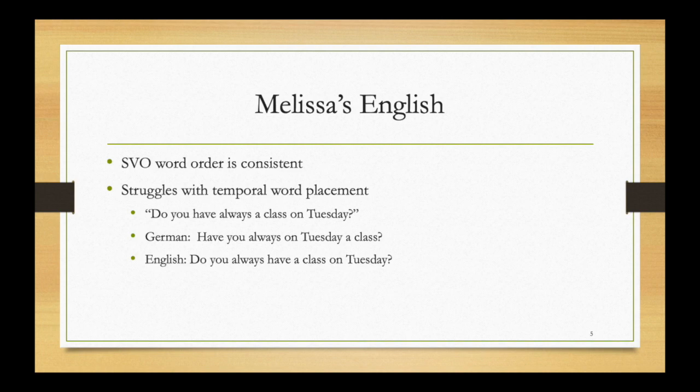For example, she has said, "Do you have always a class on Tuesday?" Since I speak German and I have knowledge of the syntax in that language, I know that temporal information, so time information, will be the first phrase after the verb rather than in English, where it is mainly placed in the last part of the sentence. But if you were to directly translate the sentence into German, it would still be incorrect because all of the temporal information should be together. So in this example, she has created this inner language sentence that is not correct in either language.